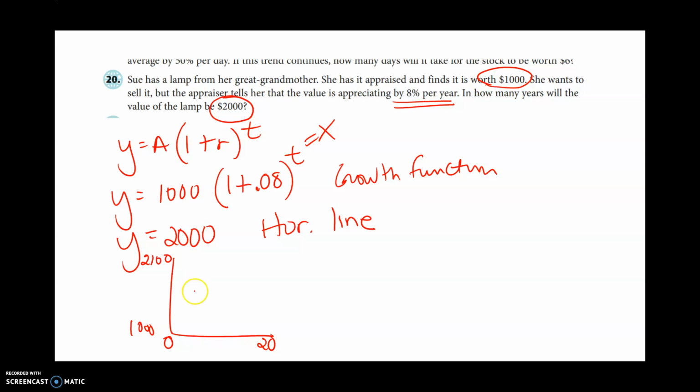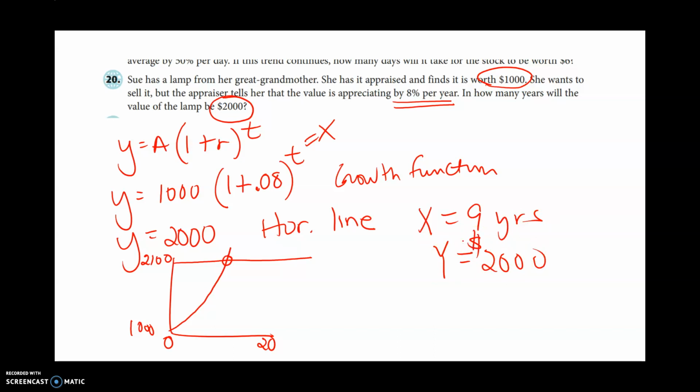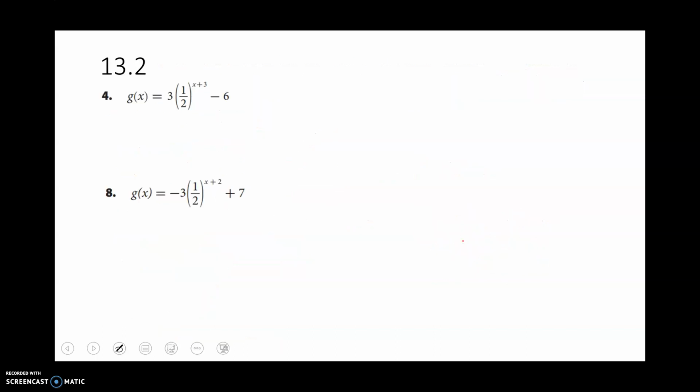And graphing it, we'll definitely see an intersection here. So this growth graph looks like this. The horizontal line's coming across here. We're going to be able to find this intersection. All right, so I'm using my calculate menu to find the intersection. It says when x is 9 years, the value will be $2,000, right? So there's 13.1.